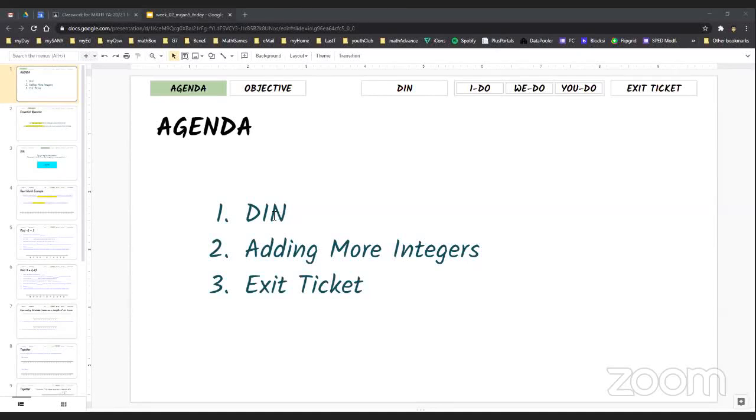And today we're going to talk about adding more integers. When we say integers, it's positive and negative numbers. You can also add negative numbers. So that kind of adding, okay? And you will have a DIN and exit ticket.